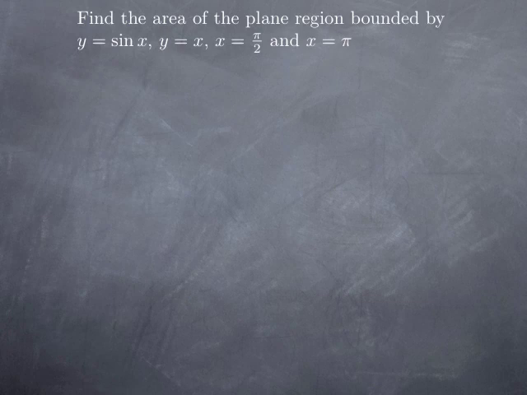Let's say that now we want to find the area of the plane region bounded by y equals sine x, y equals x, x equals pi over 2, and x equals pi. As usual, the first thing we should do is a sketch of these graphs to see which one of these graphs is above for this interval.